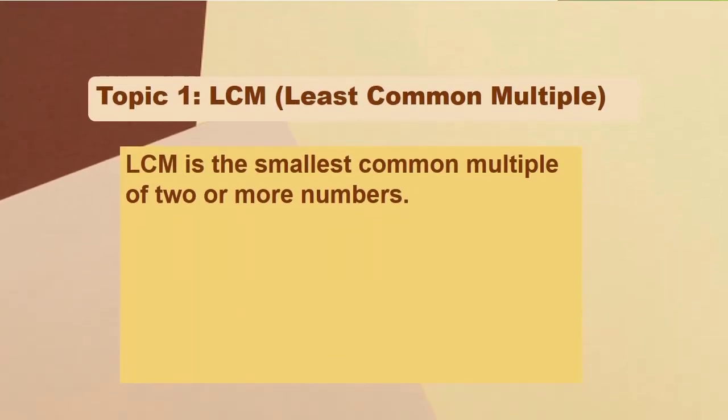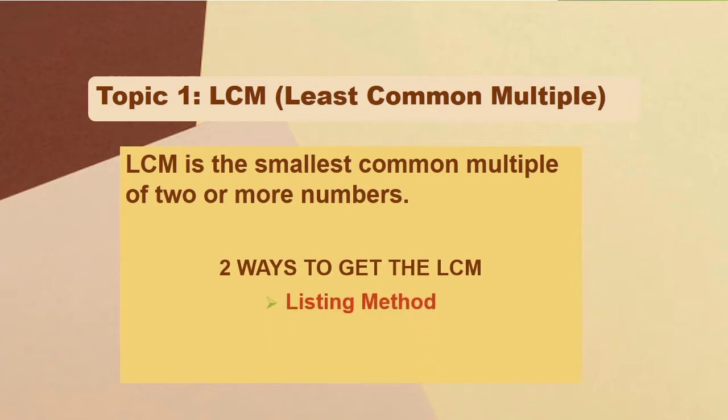Our first topic is all about LCM, or least common multiple. The LCM is the smallest common multiple of two or more numbers. There are two ways to get the LCM: the listing method and the prime factorization method.